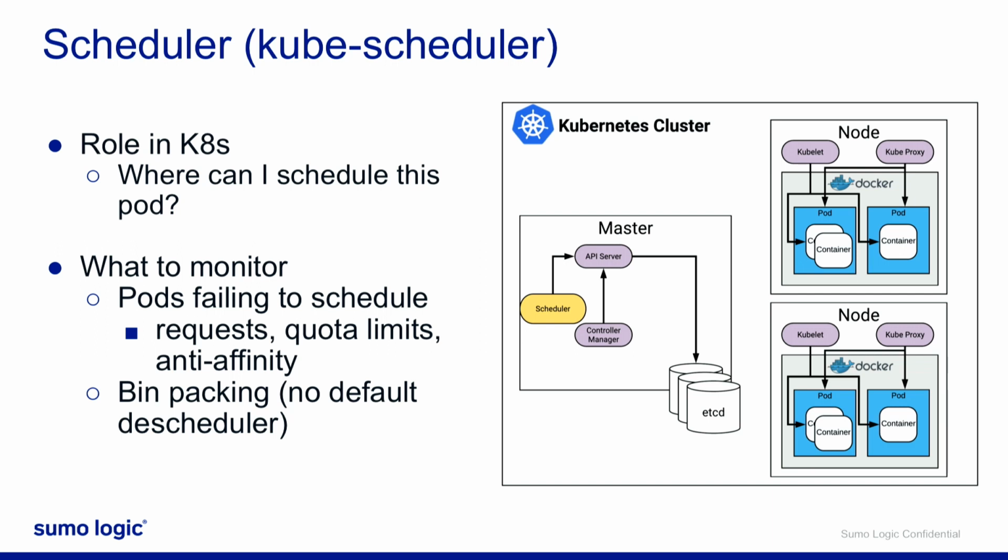And that's because by default, out of the box, Kubernetes doesn't ship with a descheduler. It won't reschedule pods that are healthy and running. So consider adding the descheduler. It's currently in incubation, but it's something that we like to add, and we monitor our bin packing to make sure we're getting good value for the money that we're spending on our EC2 instances.